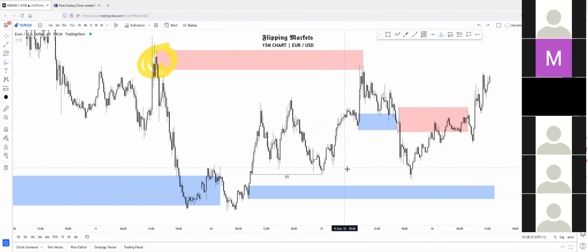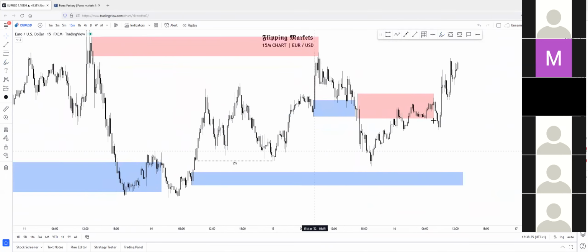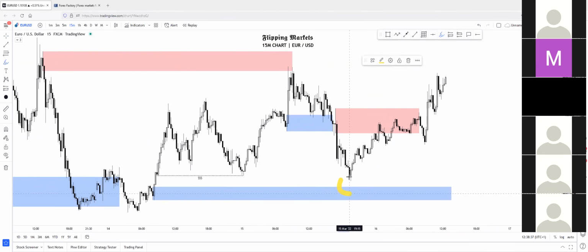So as you can see, price swept the liquidity, but it couldn't tap the zone. It couldn't tap into this zone, but actually swept the liquidity. And after the liquidity sweeping movement, let me just extend this line. After the liquidity sweeping movement, price reversed to the upside, as you can see.